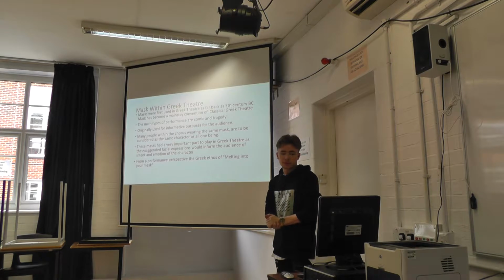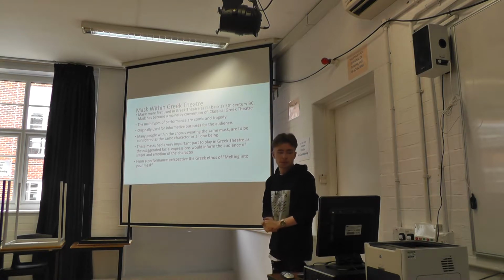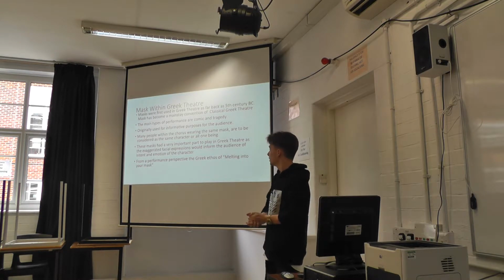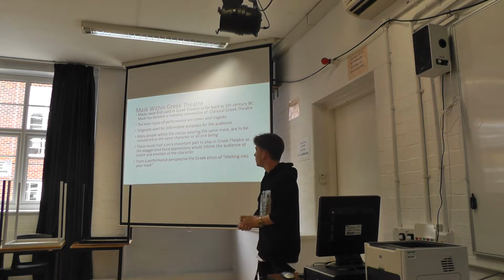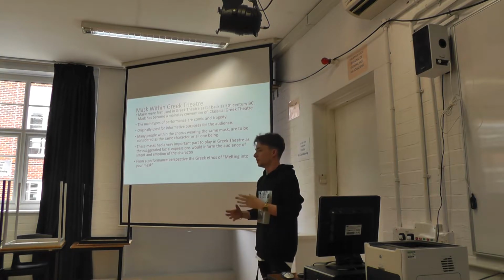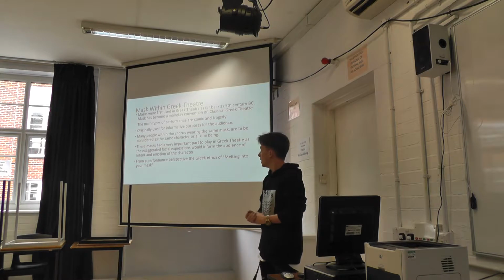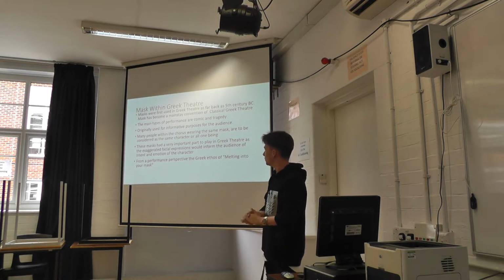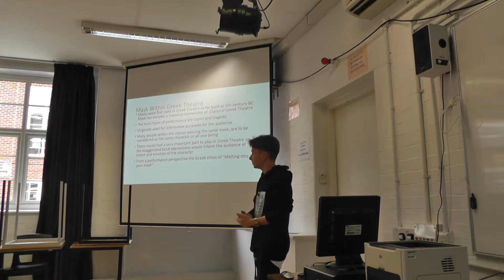Masks were first used in Greek theatre as far back as the 5th century before Christ. Mask has become a mainstay convention of classical Greek theatre. The main types of performance are comedy and tragedy. Originally used for informative purposes for the audience, many people within the chorus would wear the same mask, and they were to be considered as one being. These masks played a very important part in Greek theatre, as the facial expressions would inform the audience of the intent and emotion of the character.